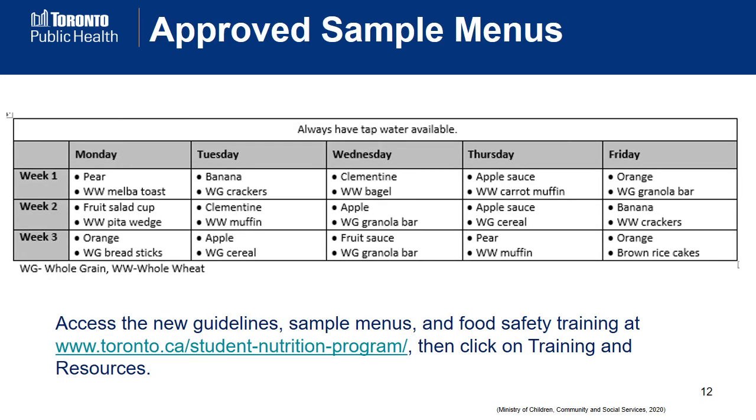Sample menus for meals and snacks are available to help you create new ideas or guide you in your planning for your own menu. They are found on the Toronto Public Health website. There are also grab-and-go options for those who may be operating without on-site food preparation facilities or without a refrigerator. You can access the Nutrition Guideline Summary for student nutrition programs and sample menus at www.toronto.ca/student-nutrition-program/ then click on Training and Resources.